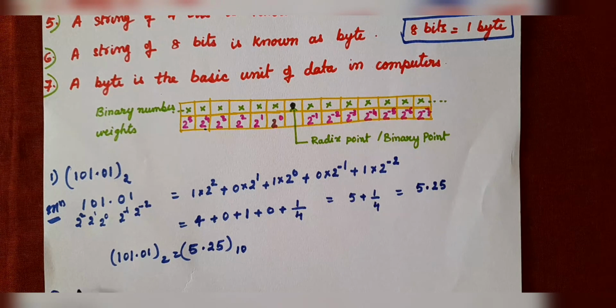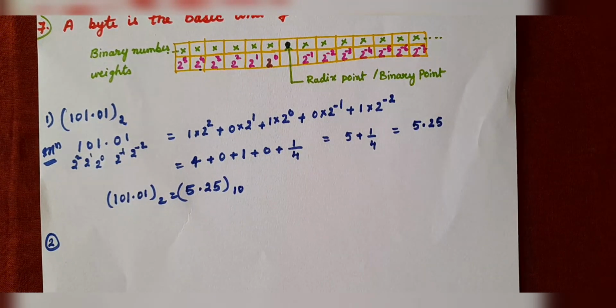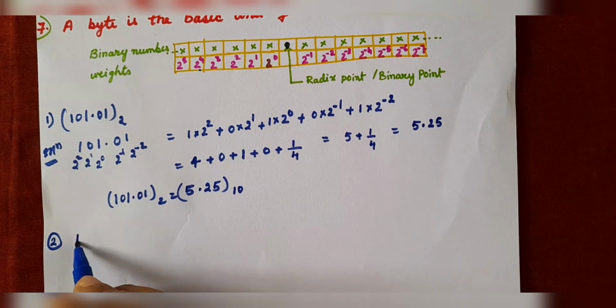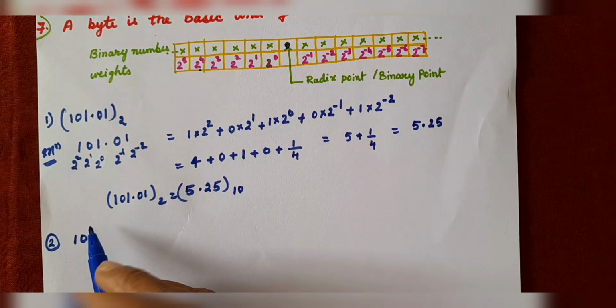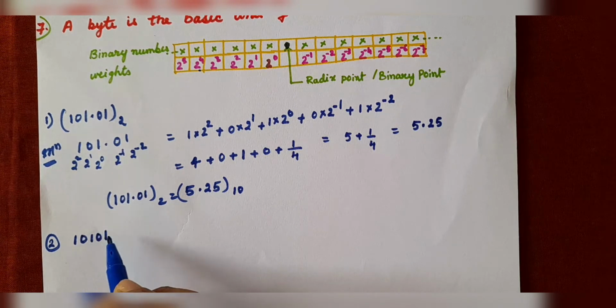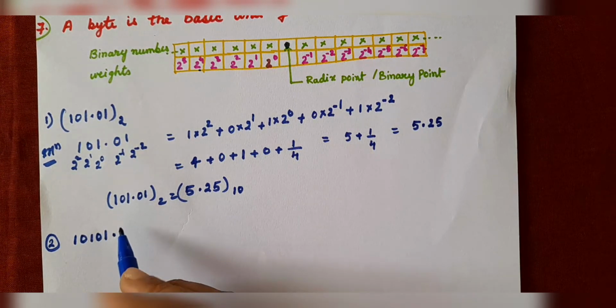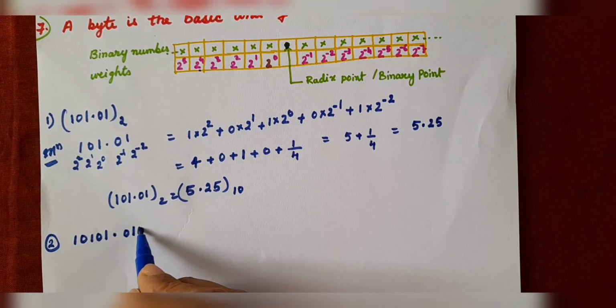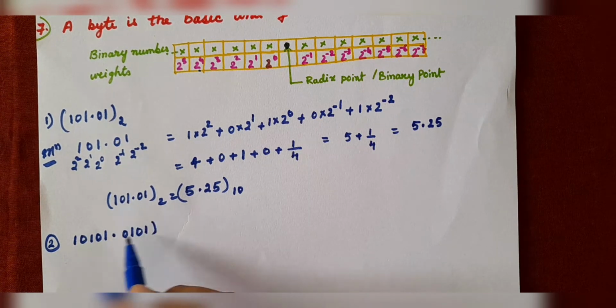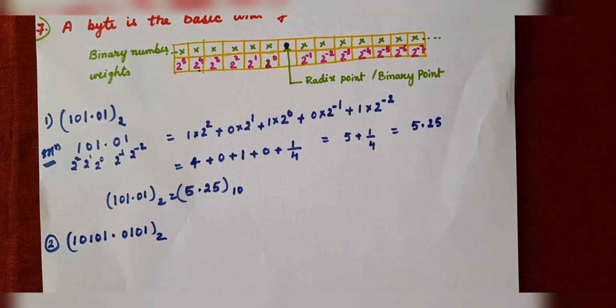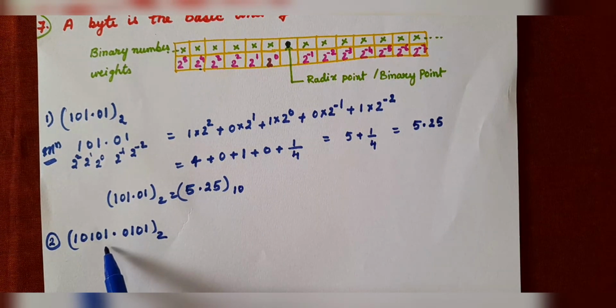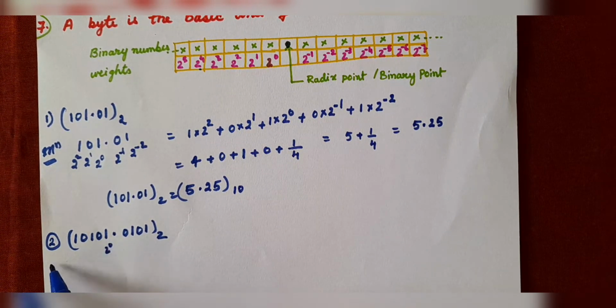Next problem is 101.0101. This is a binary number. You have to convert it into decimal. So, here 2 to the power 0. Let us start the solution.